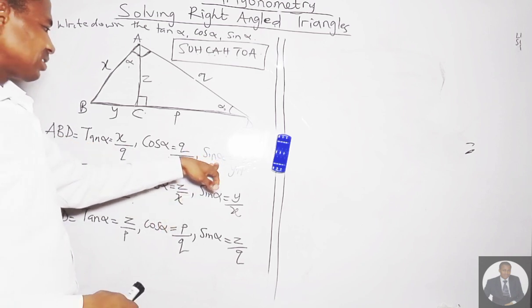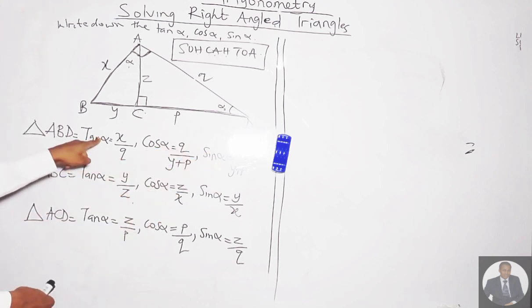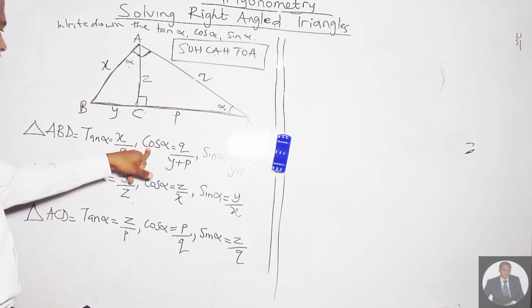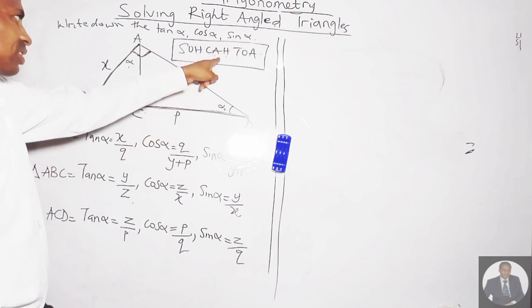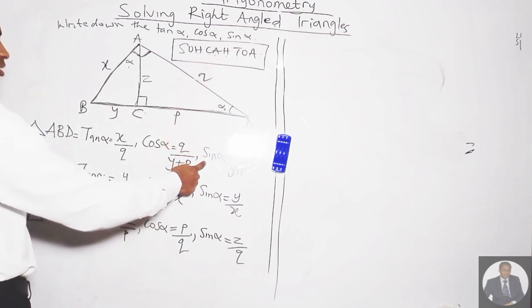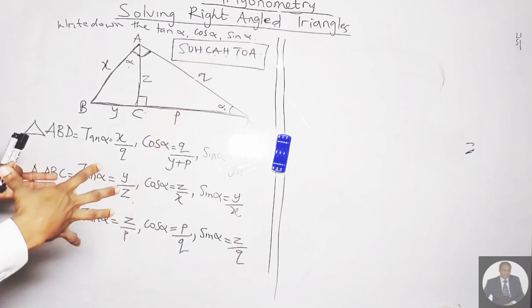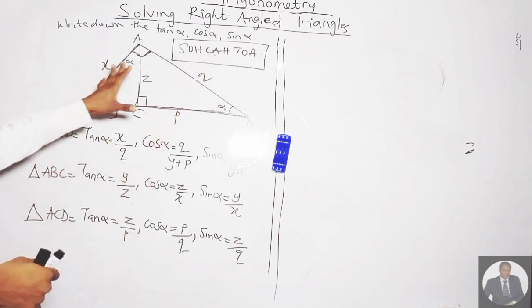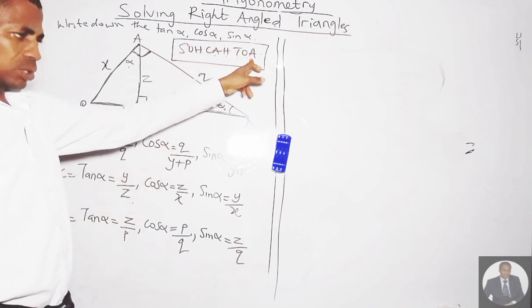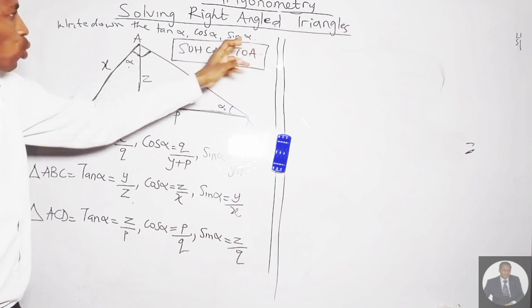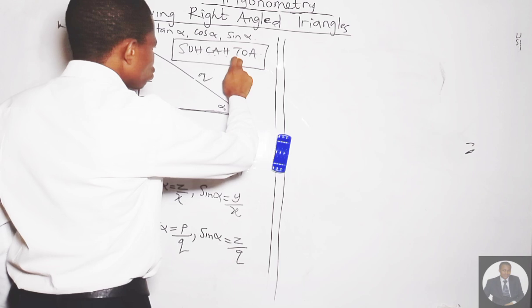Tangent is opposite over adjacent. Cosine is adjacent over hypotenuse. Sine is opposite over hypotenuse. That's why we have this acronym to help us master the rule. And what's the acronym? SOHCAHTOA. You can say it again. SOHCAHTOA. So SOH for sine, CAH for cosine, TOA for tangent.